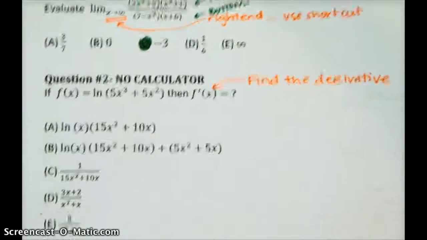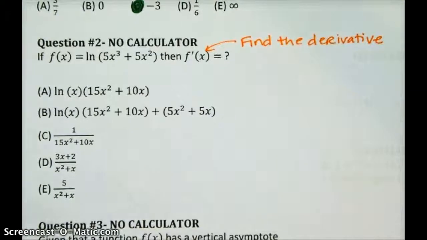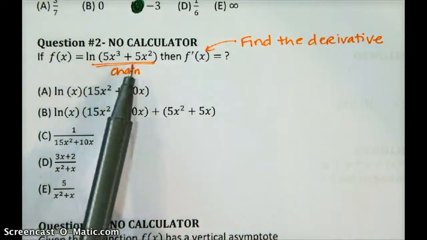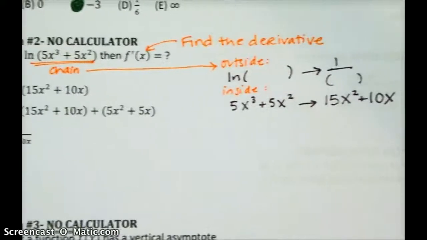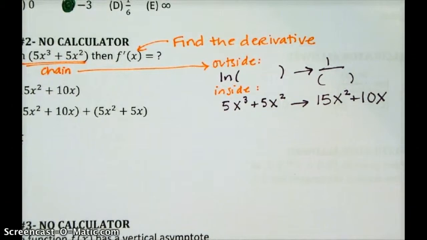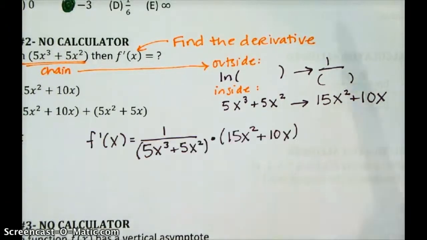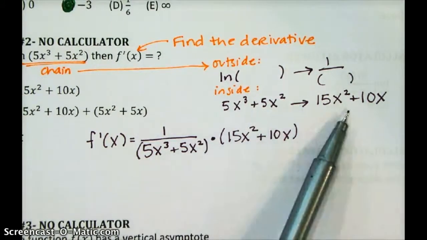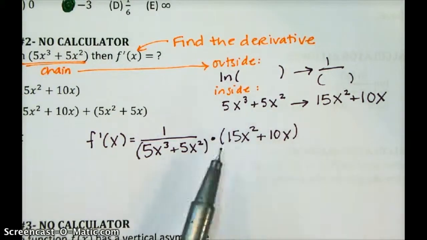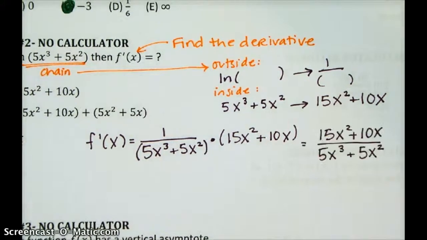The instructions for number 2 say find the derivative, and the function is an outside and an inside, so I'm going to use chain rule. The outside function is ln of something, and the inside function is 5x cubed plus 5x squared. And their derivatives are 1 over something and 5x squared plus 10x respectively. Now we put it all back together, starting with the derivative of the outside, plug in the inside, multiply the derivative of the inside. And I can rewrite this just as a single fraction.